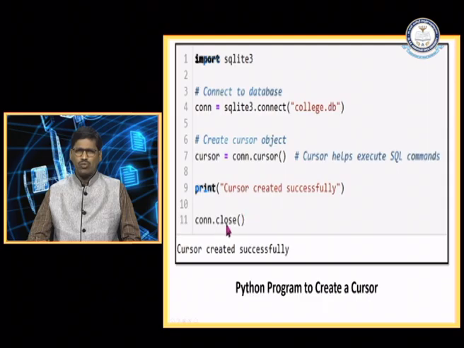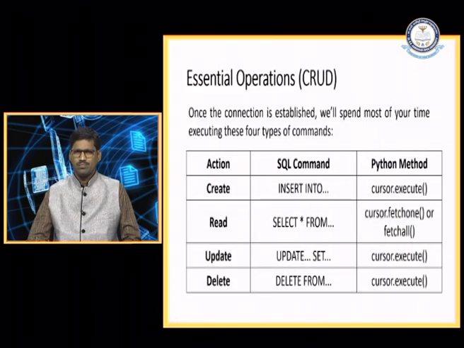After that I want to close the connection between the Python program and the database. For that I am writing connection.close. If you execute this code, you will get the output like cursor created successfully. A cursor is created and the connection is closed at the end. So a connection is created and a cursor is also created.